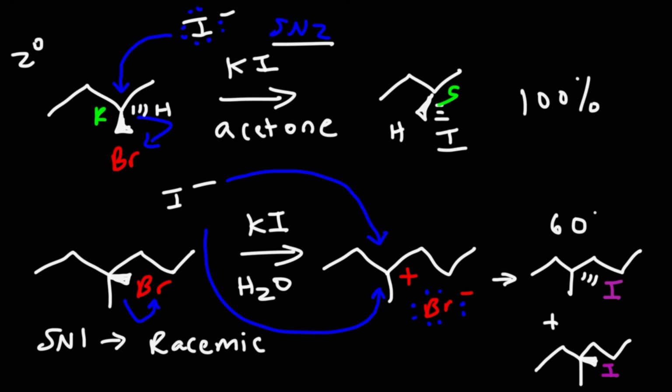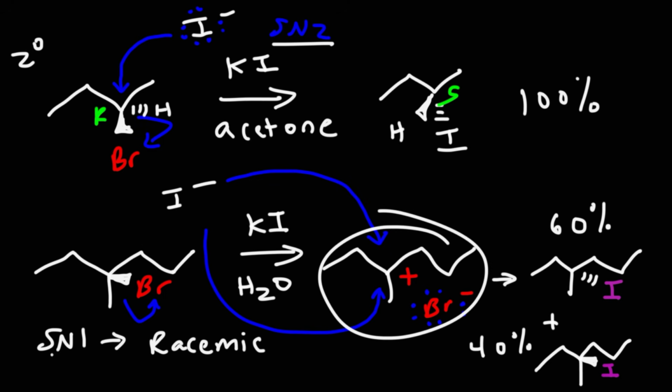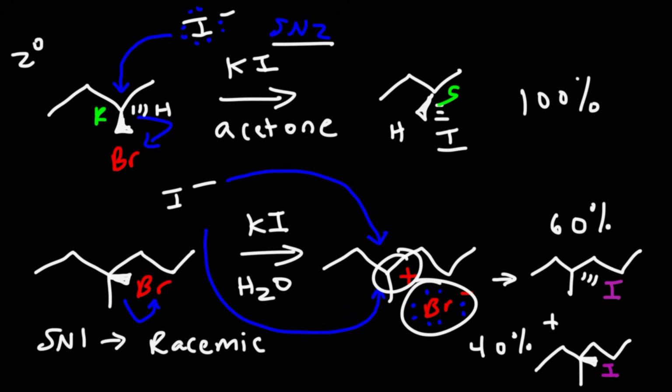So we may get 60% inversion, 40% retention, sometimes it could be 30-70, but for the SN1 reaction, we get slightly more of the inverted product than the retention product due to this intimate ion pair. Keyword intimate, that means they're close to each other, and we have a pair of ions. So the intimate ion pair reduces the yield of the retention product. So that's what you need to know regarding the stereochemistry for the SN1 and SN2 reactions.